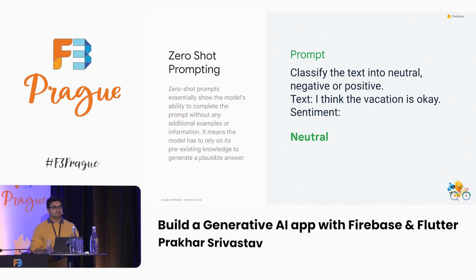Now, within prompting, there are two kinds of prompting. One is zero-shot prompting. Zero-shot prompting is a way where we tell the model to complete the prompt without any extra knowledge. It knows the patterns it has recognized based on the input data, and it uses that to complete the output. For example, here I'm saying, classify the text into neutral, negative, or positive. The text is, I think the vacation is okay. Sentiment, fill in the blank, and the answer comes back as neutral. So here, only the model has this input, and it has obviously trained on that large repository of data, and it comes back with neutral.